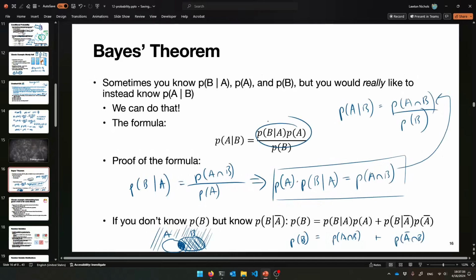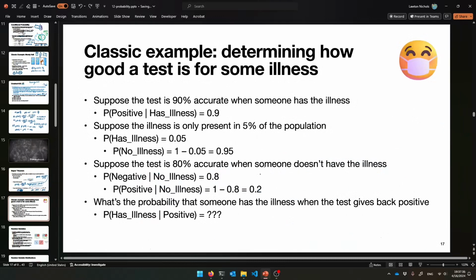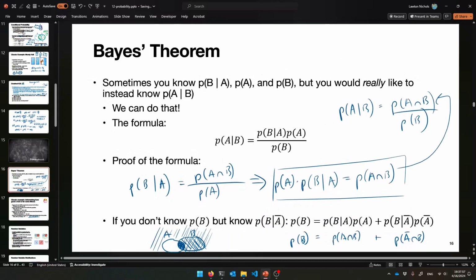The probability of the other way times the probability of that thing, right? So that's equal to the probability of the other direction, the probability that it's positive given that you have the illness, which we know, times the probability that you have the illness. We also have that, okay? I'll just call it HI for has illness. We don't actually have the probability that it's positive. We don't have that here, but we have this second thing, okay?